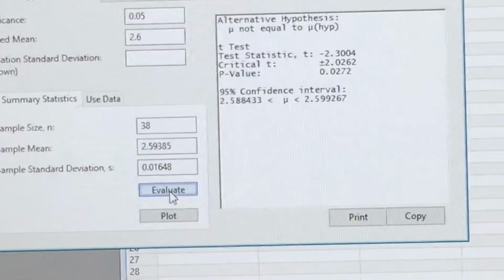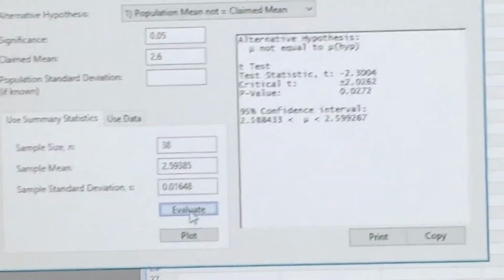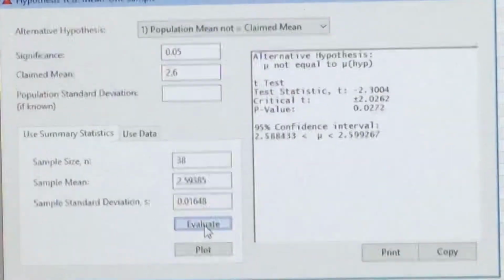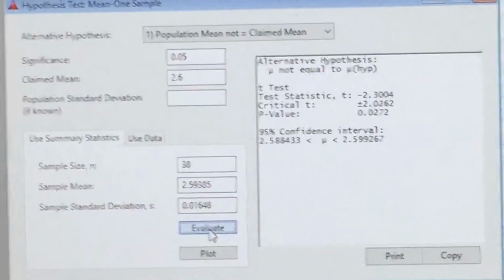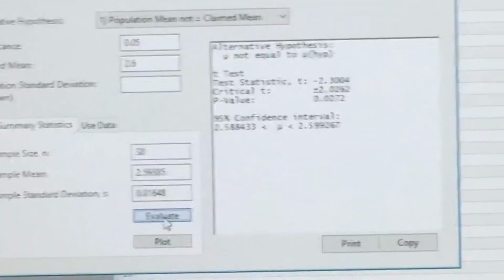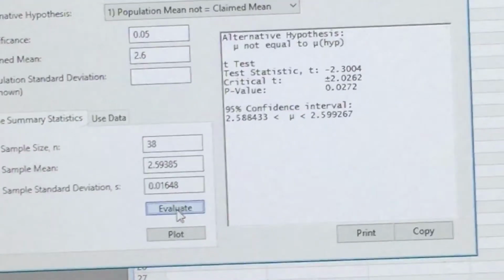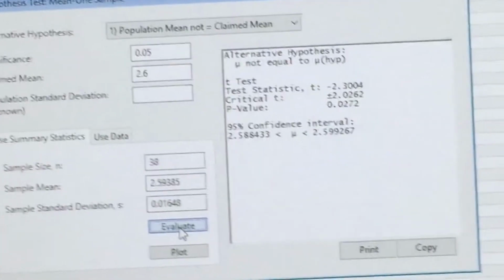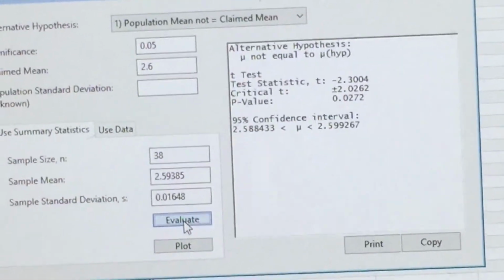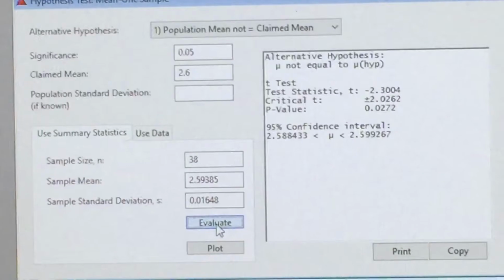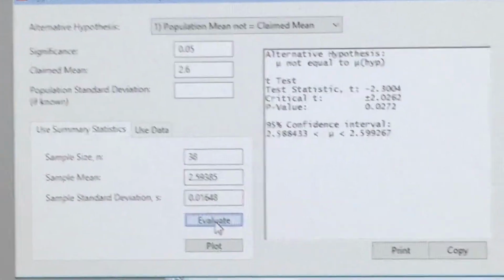In this case, they asked, do the coins appear to conform to the specifications of the mint? Well, the answer would more than likely be no, because we rejected the claim that this sample is from a population with a mean weight equal to 2.6 grams. That means we're supporting the fact that it could be less than 2.6 or greater than 2.6.